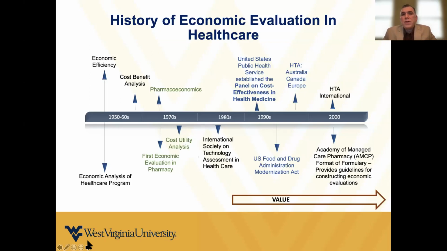And then fast forward to the 2000s, Health Technology Assessment International was formed. Of course, this is still going strong. It's a scientific and professional society which supports HTA and provides support for optimal policy and decision making. And in the United States around that same time, the Academy of Managed Care Pharmacy launched the Formulary Dossier, which provides guidelines for clinical and economic analysis. Now, if you look at this trend from the 50s all the way to the 2000s, the discussion on value really started picking up in the 90s.